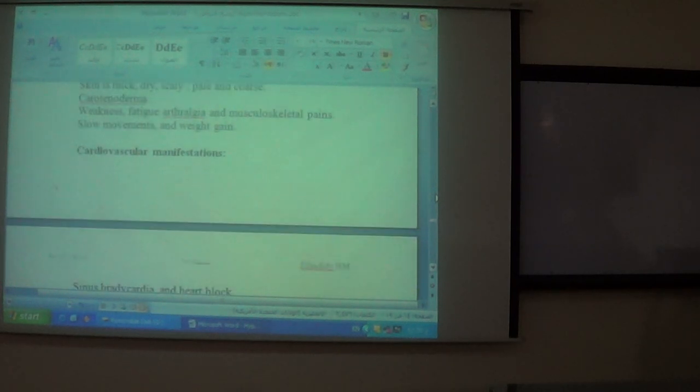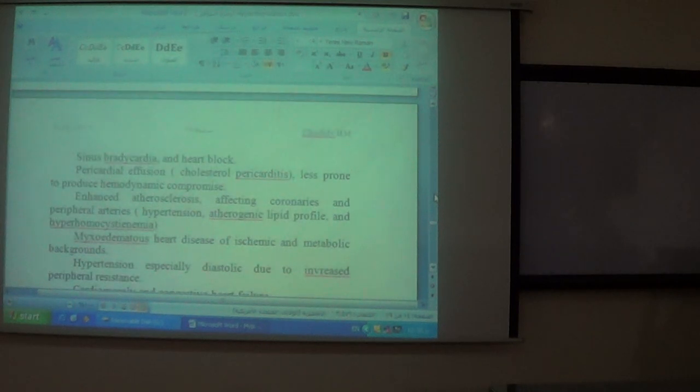Cardiovascular manifestations of hypothyroidism include slowing of the circulation. All parameters of the cardiovascular system are slowed down, excluding only one parameter, that is hypertension. Collectively, our patient is hypometabolic with hypertension. Okay? We have sinus bradycardia. We have all forms of heart block, at the level of the sinoatrial node, the AV node, the bundle, or the bundle branches, whatever the level. We have heart block. We have pericardial effusion.